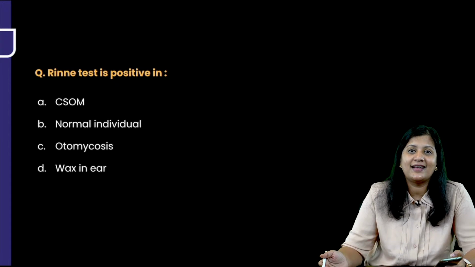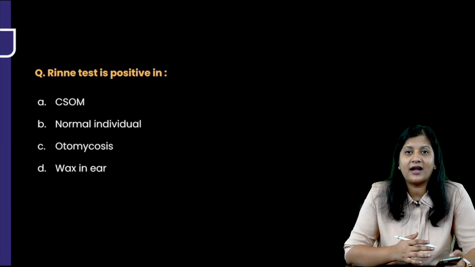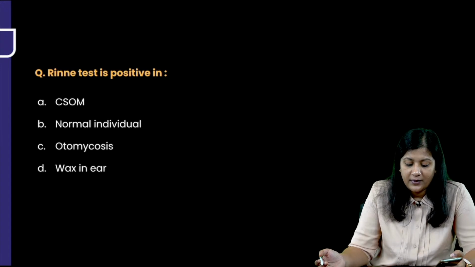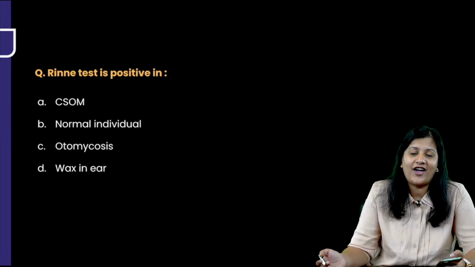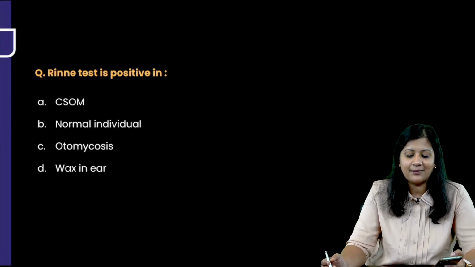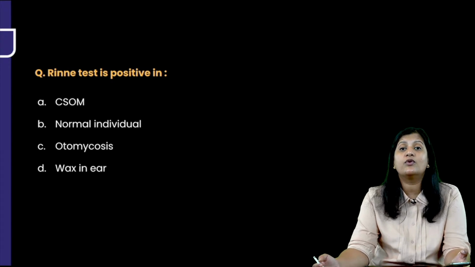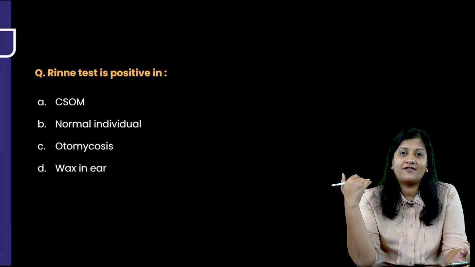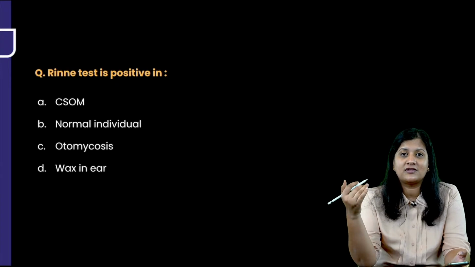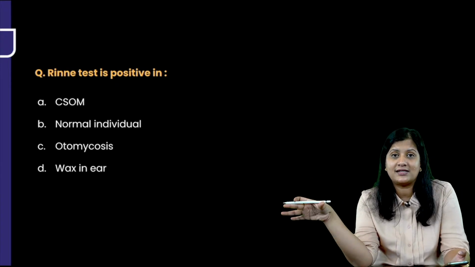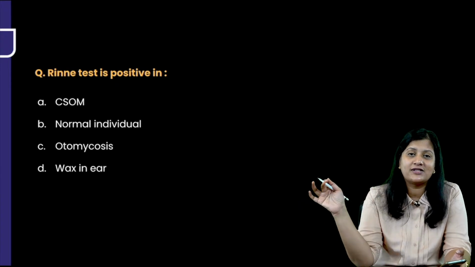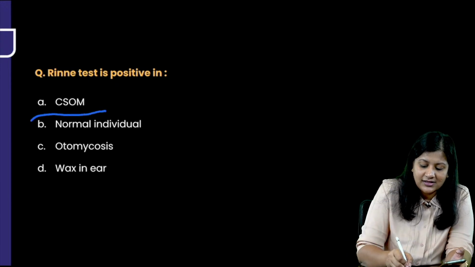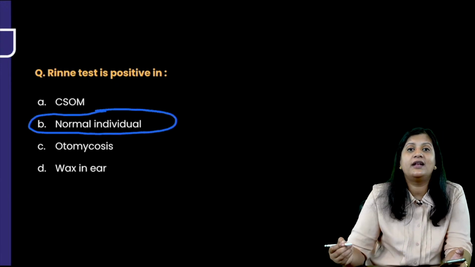Okay, let's go to the next question. Again with the same concept that we discussed, Rinne's test positive is seen in CSOM, normal individuals, otomycosis, wax in the ear. Now this is something that is very simple, but students do get confused in the exam. Like when we say patient is HIV positive, HBsAg positive, COVID positive, we think the patient is having a disease. But when there is Rinne positive, it is often seen in which people? Very good, everyone's answering it right, in normal individuals.